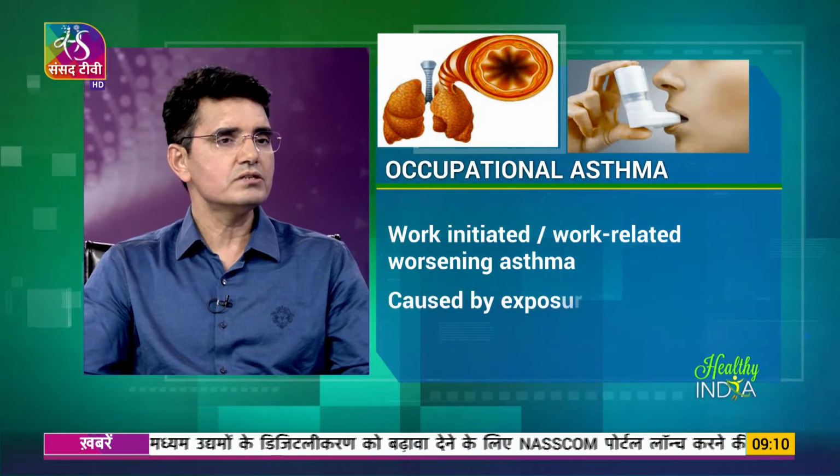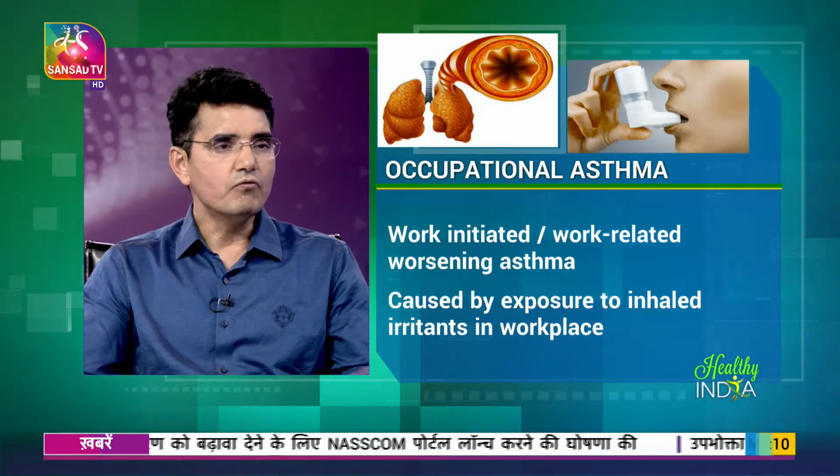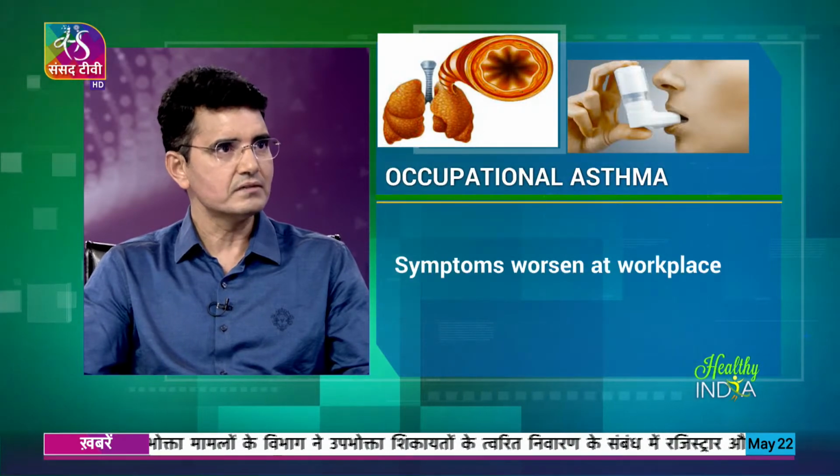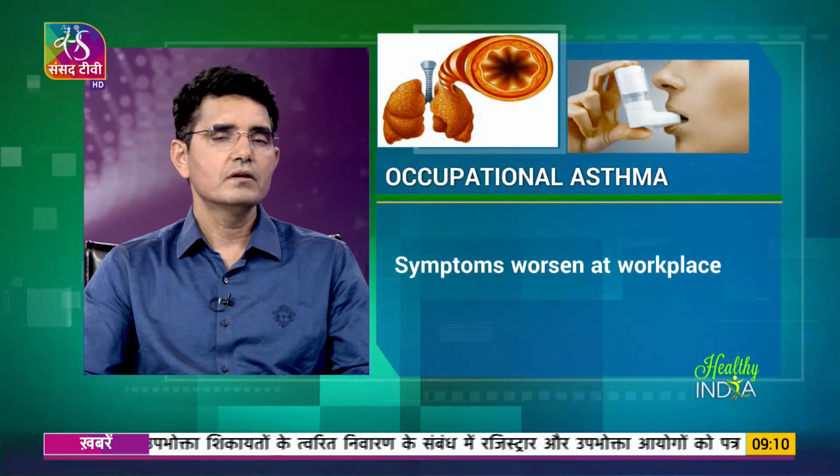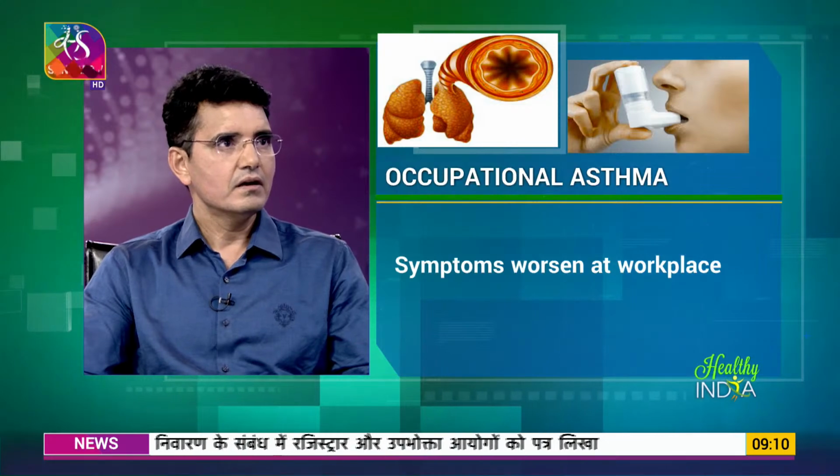So what I mean to say is there are two types of occupational asthma. One is asthma which was not there when the patient joined that occupation. Let us say somebody is doing work in a dye factory, and after, let us say, 1 year or 2 years down the line, he develops asthma. That is directly occupation related asthma.